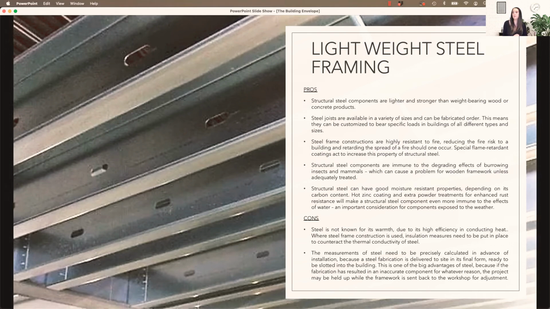And like I said, more than likely you're going to see wood framing in residential construction and steel framing in commercial. You might, in some commercial buildings, see a combination of wood and steel framing, but typically the first floor of a commercial building will be steel construction, and then you might see wood framing on the floors above.